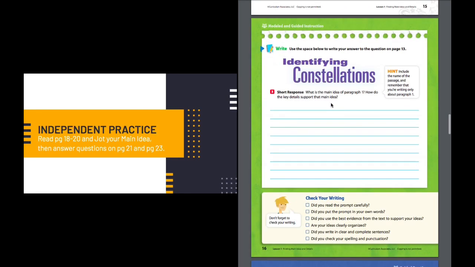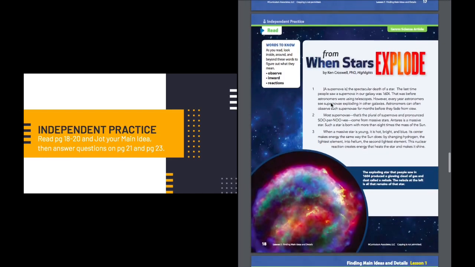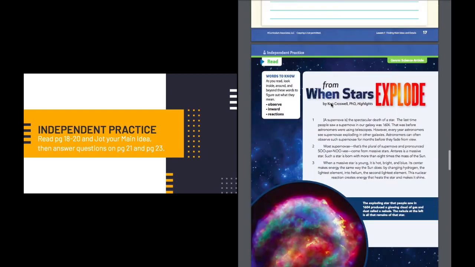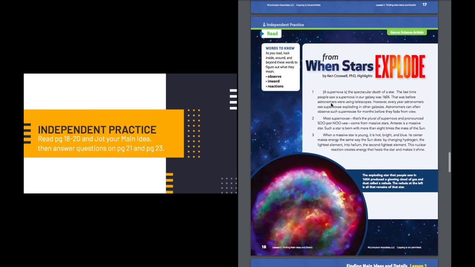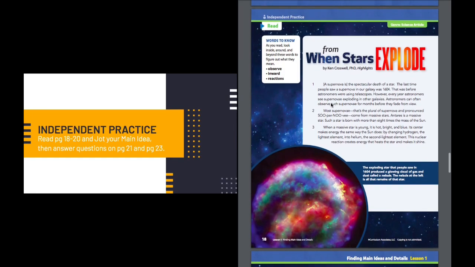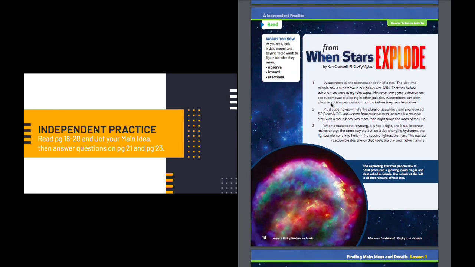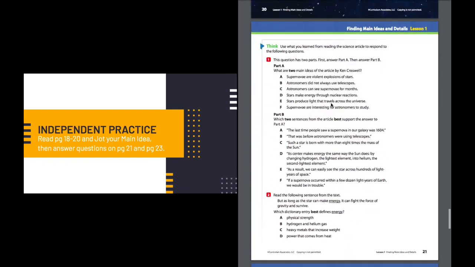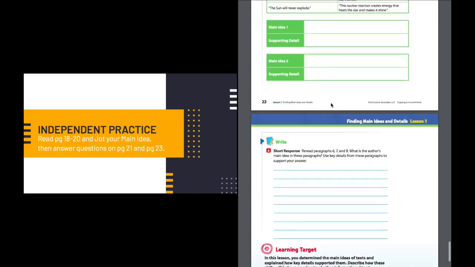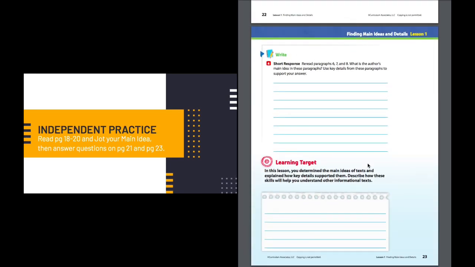Your independent practice for today is going to be, you're going to scroll to pages 18 through 20. You're going to read this text titled From When Stars Explode. You're going to go through it with the plan of attack. You're going to preview. You're going to read the text carefully, and you are going to then jot your main idea on your paper. Then I want you to answer questions on page 21. So you're going to go to page 21, and you're going to skip page 22, and you're going to work on questions on page 23.